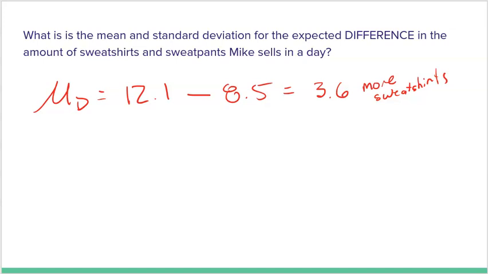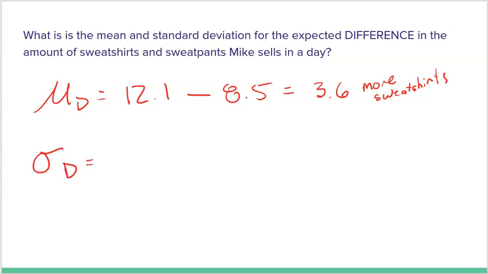So the difference is a random variable, right? Just like the total is a random variable. Some days he might sell more of both. Some days he might sell less of both. But again, the numbers could vary. So it's not always going to be 3.6. Could be a little more, could be a little bit less. And that's where standard deviation comes in.